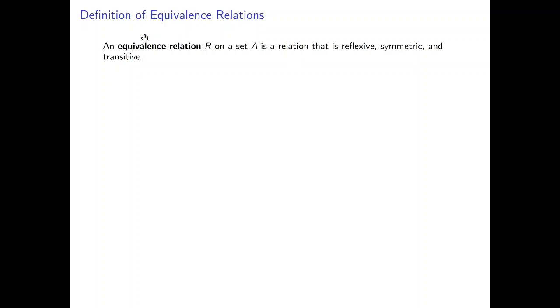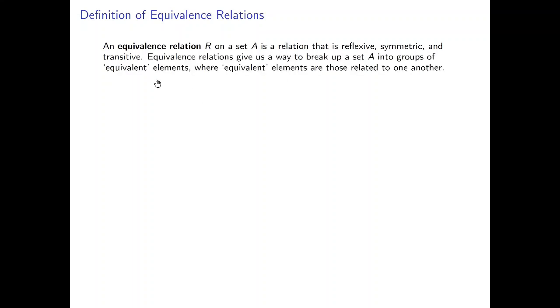Here's the proper definition. Let's say we have a set A and a relation R on that set. Then the relation is said to be an equivalence relation if it is reflexive, symmetric, and transitive. What's a good way to think about this? If you have an equivalence relation, it gives you a nice way to break up the set A into groups of elements which we think of as being equivalent. Formally, for them to be equivalent, they're related to one another by whatever relation we choose to work with.